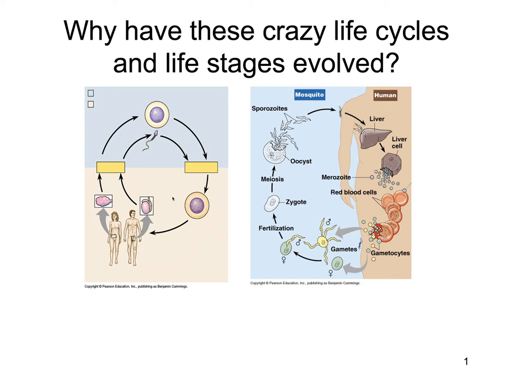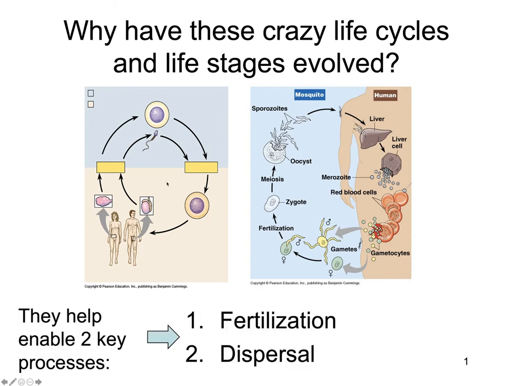Why go through all of this trouble to make egg and sperm and have these different weird life stages that live in a mosquito and a human? There are a lot of answers to that, but part of the reason is to address and enable two key processes.